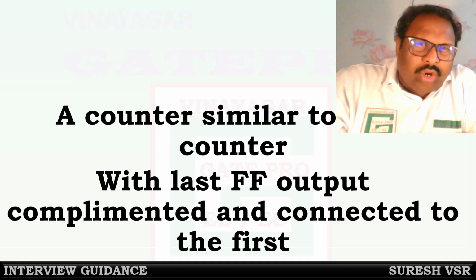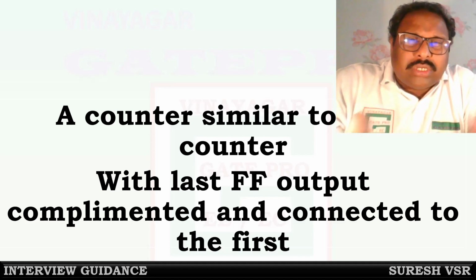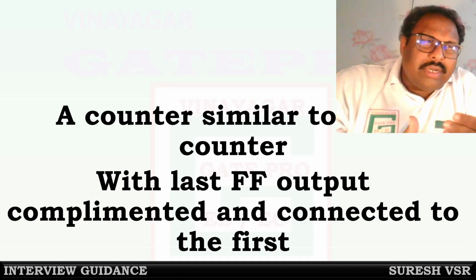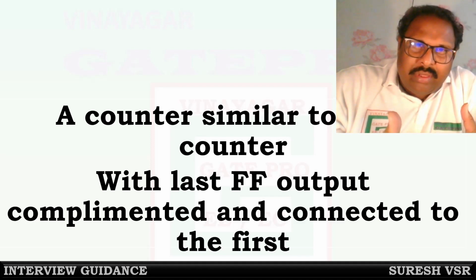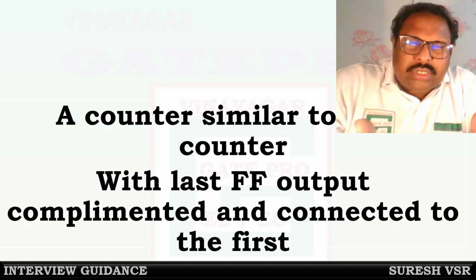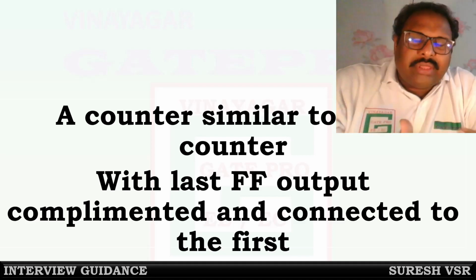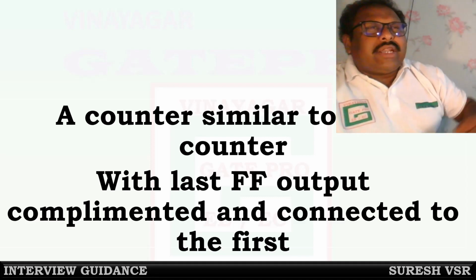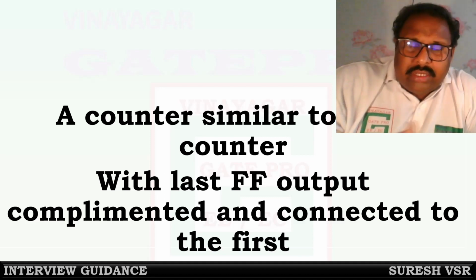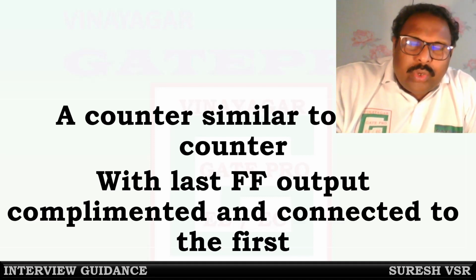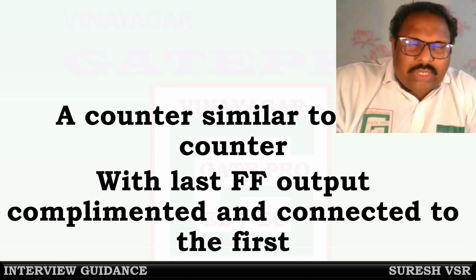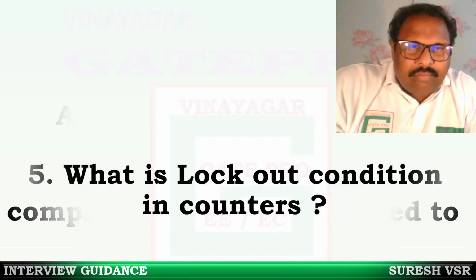This complementing or not complementing is only to increase the number of used states. Because for n flip-flops, you should try to have maximum states, maximum counting in it. So to increase the count with minimum flip-flops, we go for this operation. If somebody asks you what is the advantage of a ring counter or a Johnson counter, the answer is simple: you can increase the count size with a minimum number of flip-flops. That's what is called a Johnson counter.